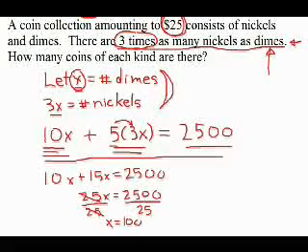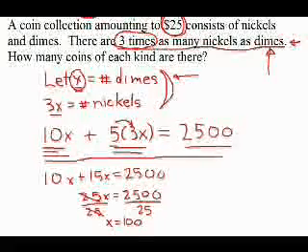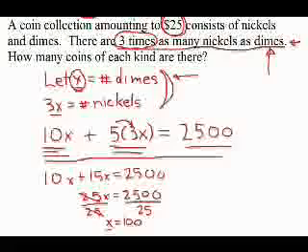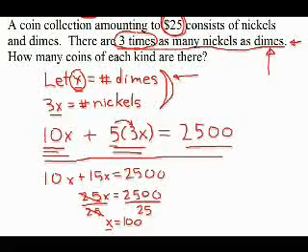So what does that tell us? Well, we need to go back to our original question here, which showed us in our original statement that x represented the number of dimes. Well, we've solved what x is. x is 100, so if we were to translate this back into English, we could say the number of dimes is 100.